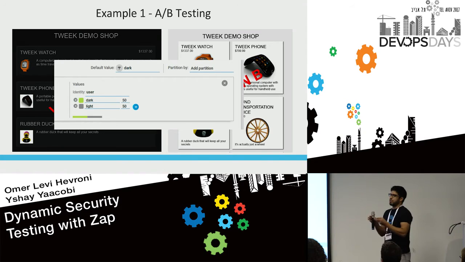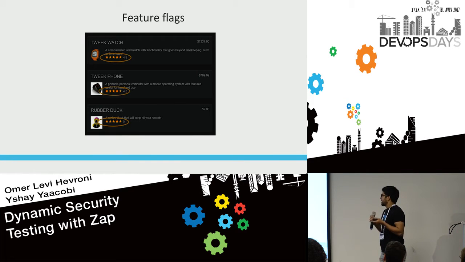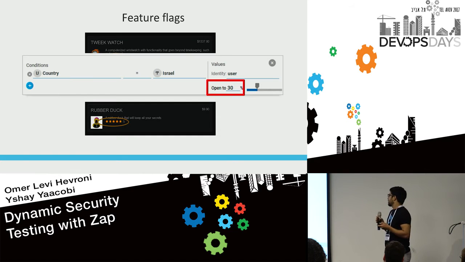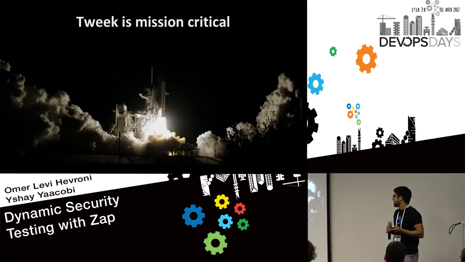And the app queries Tweek whenever a user gets into the app, to the store app, and gets the right variant. Another use case we use it for is feature flags. Let's say we have a new feature like the rating, and we want to open it gradually only to a subset of our users. So we can use Tweek to define, let's open it to 30% of the users that live in Israel. And that's pretty much it. That's the editor, and we have an API for that.